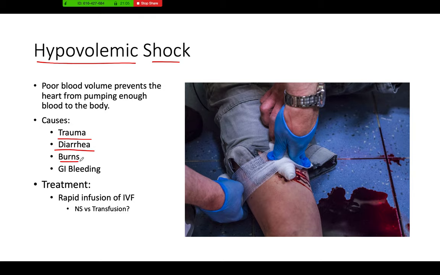Patients with burns end up having a lot of the fluid leaving their vasculature, leaving the vessels of their body, and entering the tissue because that fluid is there to sort of relieve a lot of that burned area. Now, instead of having our volume in our vessels, it's in the tissue, and now the heart doesn't have enough volume, essentially, to pump. GI bleeds is something that we need to be aware of as well. Our treatment here is a rapid infusion of IV fluids. And so the question is, what kind of IV fluid are we going to use? Are we going to want to use IV saline? Are we going to want to transfuse? How do you make your decision there?